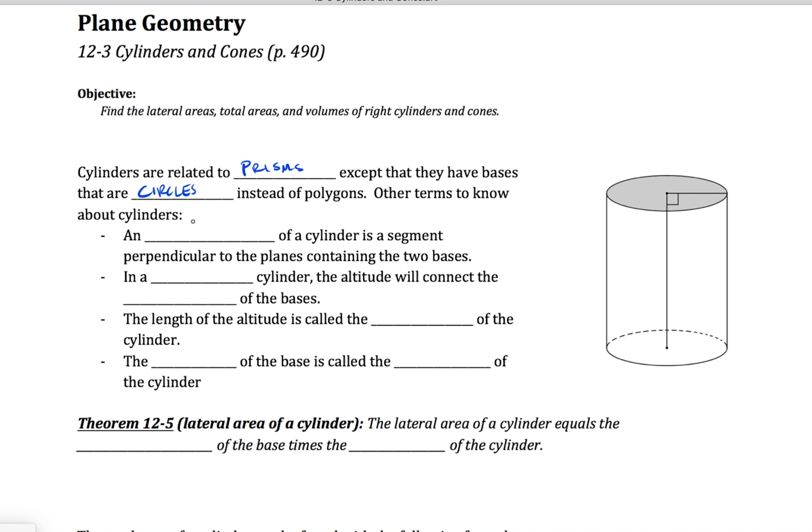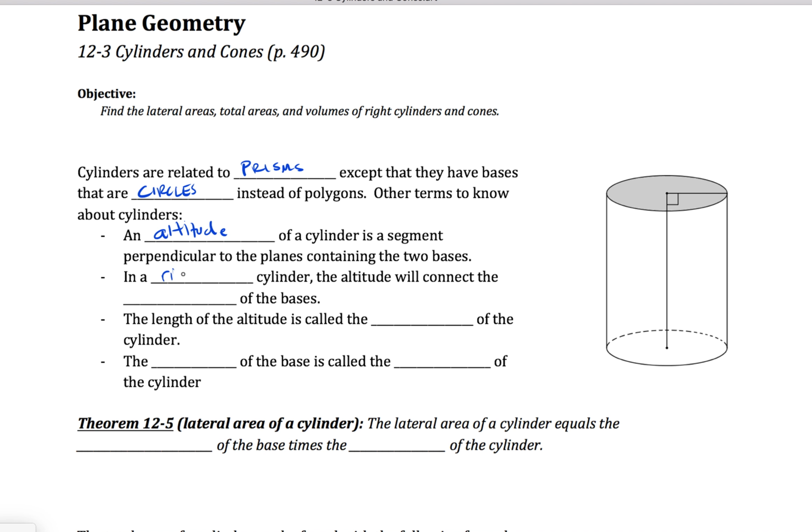So some other terms that you need to know about cylinders. First of all, the altitude of a cylinder is a segment that's perpendicular to the planes containing the two bases. So it goes from one base to the other. It's basically the distance between the bases, right? That's what an altitude is.